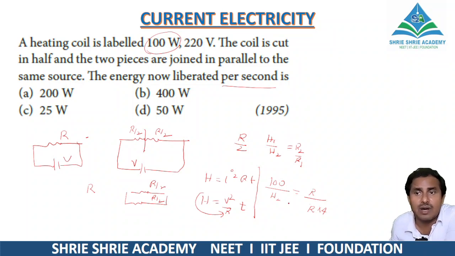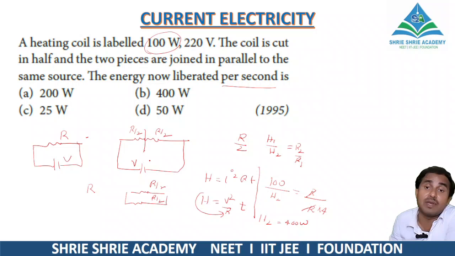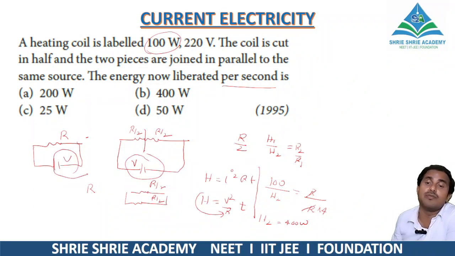Right. So actually what happens here, R gets cancelled. So this time the heat will be equal to 400. Simple. The main concept here is that voltage remains the same, so the power or energy formula is inversely proportional to resistance.